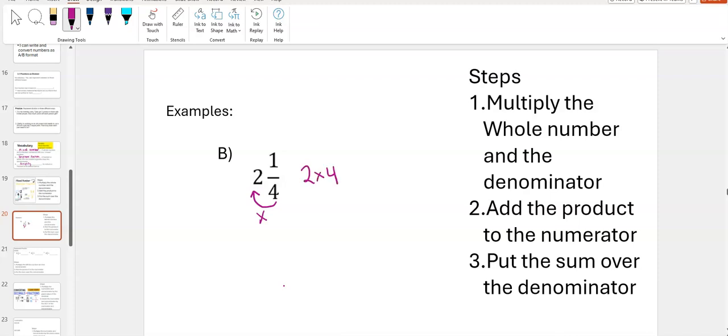2 times 4. I'm then going to add 2 and 1. 2 times 4 is 8. 8 plus 1 is 9. And I'm going to put that over the same denominator. 9/4 is my improper fraction.